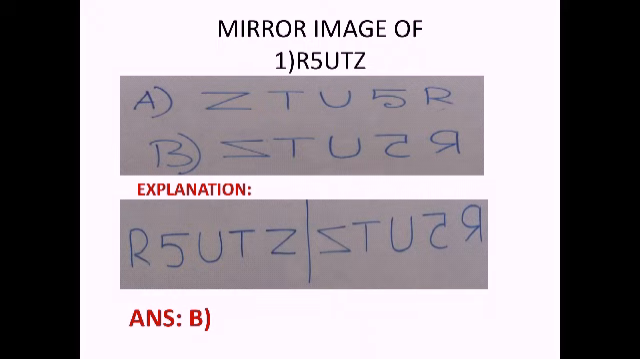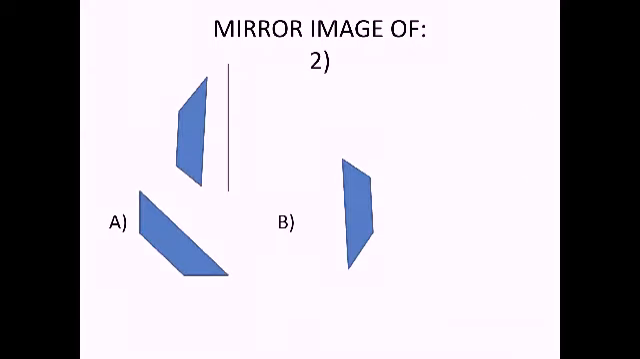Clear? We have all done it. This one is very simple. Now let us move on to the next one. Look at the second question. Here a trapezium shape is given. The line on the right hand side of the shape is the mirror. So if a mirror is placed on the right hand side of the shape, how will you find the reflection? What will be the mirror image of the given object? There are two options, A and B.